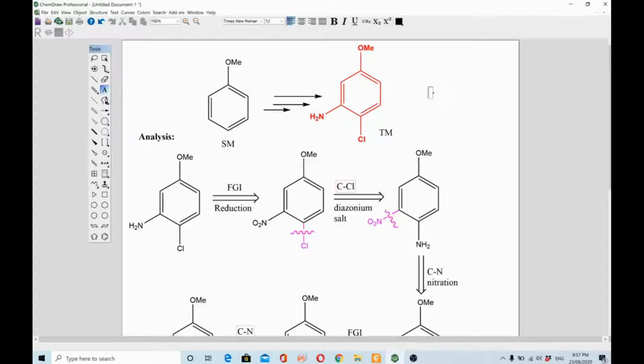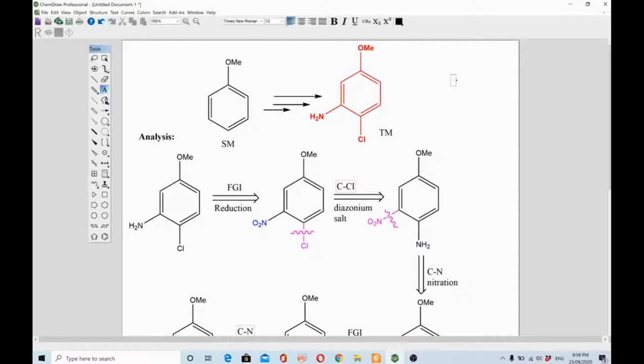This is the retrosynthetic arrow, and we can see that we can convert NH2 group into nitro group in this step by doing FGI reduction. How we picked this is merely because we know the forward direction. You cannot do retrosynthesis until you know the forward direction. So when you reduce the nitro group, you will get NH2 group. So the retrosynthetic analysis would be to convert this NH2 into nitro.